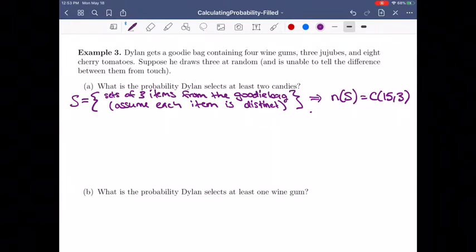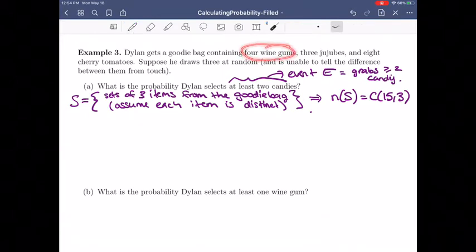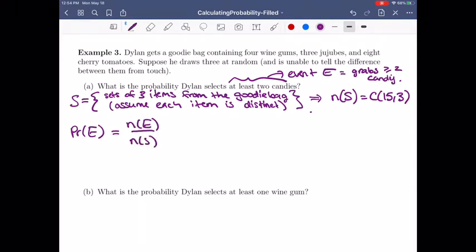Now we want to know the probability that Dylan selects at least 2 candies. So let the event E equal grabs at least 2 candy. Wine gums and jujubes are both candy, so there's 7 candies in total. Then the probability of E, now we're in a uniform sample space, is the number in E over the number in the sample space. I'm going to move down a bit. We already know the number in the sample space is 15 choose 3.